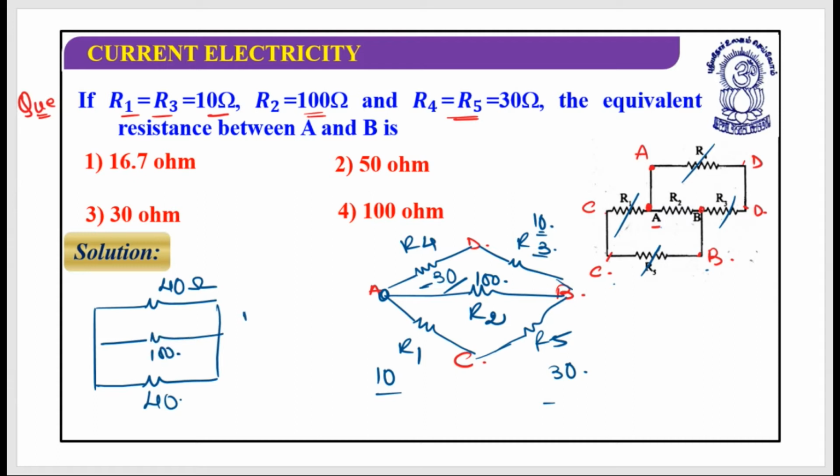So what you need to do is simply solve this. It's 1 by R1 plus 1 by R2 plus 1 by R3. This is 1 by 40 plus 1 by 40 plus 1 by 100, and get your things done. I hope these things are clear. Can you do it on your own? Great. Ready for the next question?